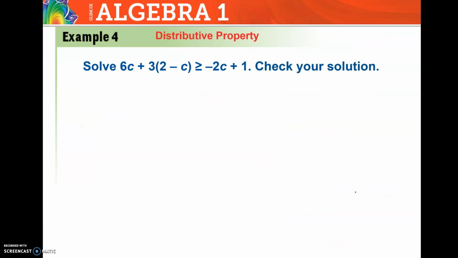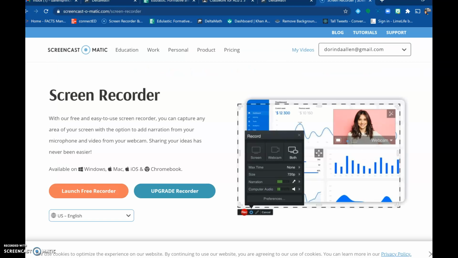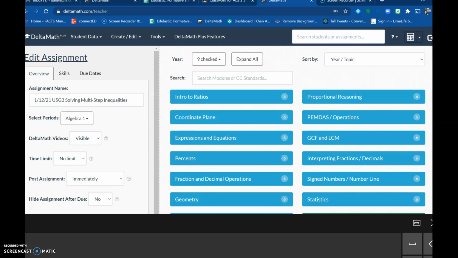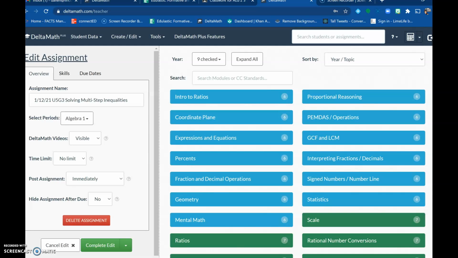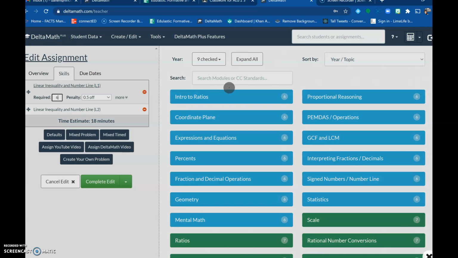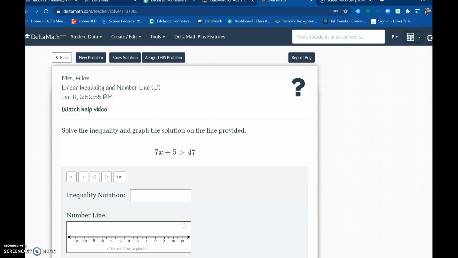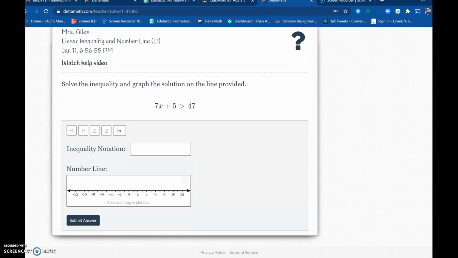All right. We're going to do distributive property on the next lesson. So Delta Math. If your assignment's on Delta Math here, you're going to have some linear inequalities like this. We're going to solve this out. So first solve it out. Subtract 5.